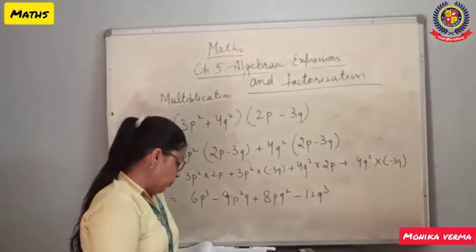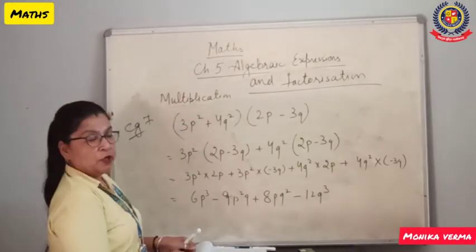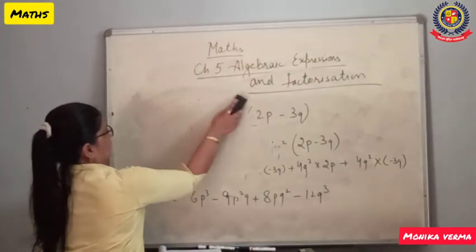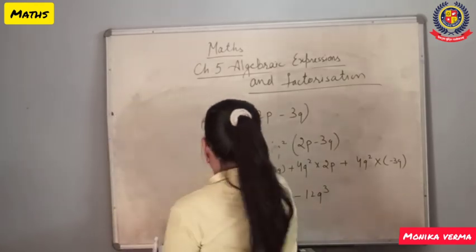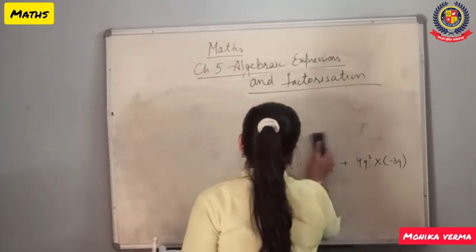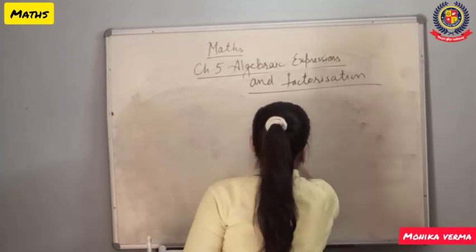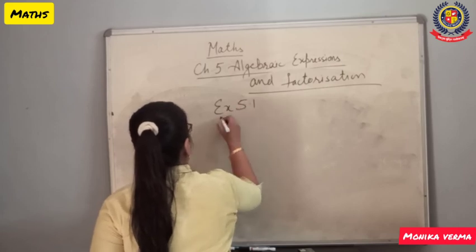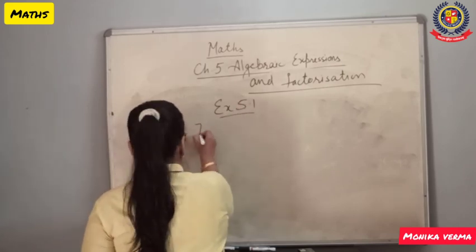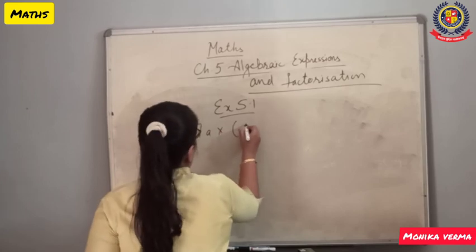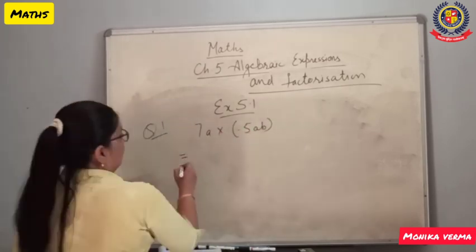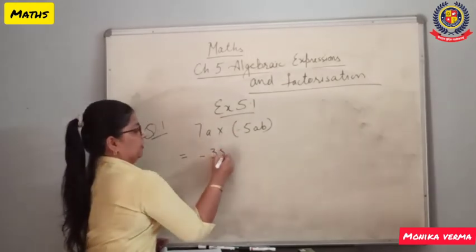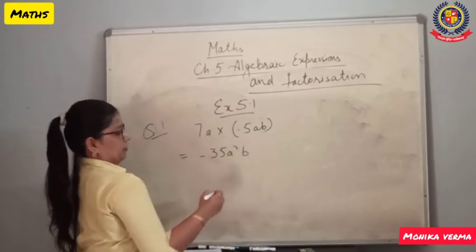Now exercise 5.1, question number 1. I am doing only the first part and the rest of the parts, B, C, D, are your homework. Exercise 5.1, question number 1: 7a into minus 5ab. We have to multiply, both are monomials. First we will write the sign, 7 into 5, 35, a²b.